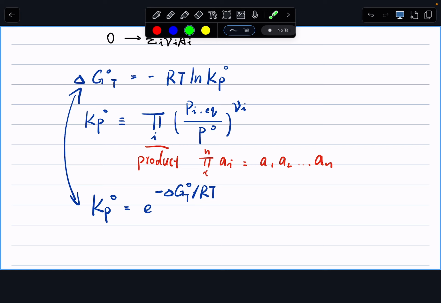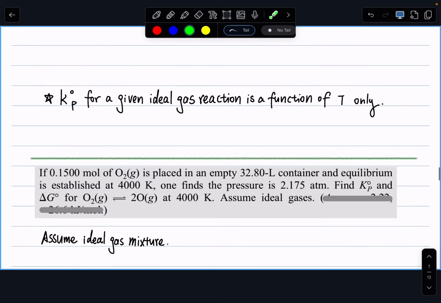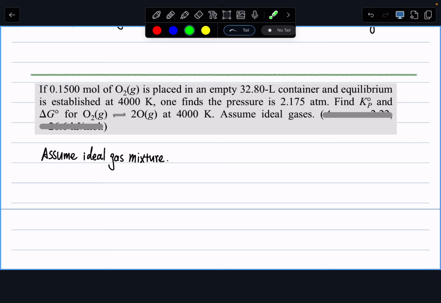So the question can go two different ways. First way is we can give you this kind of question. We tell you, let's say we started from 0.15 mole of oxygen gas placed in a container of given volume, and equilibrium is established at 4,000 K. And we tell you that the pressure at equilibrium is 2.175 atm. We ask you to find the Kp naught and delta G naught for this reaction at 4,000 K. So this question is we start by knowing or solving for equilibrium composition.